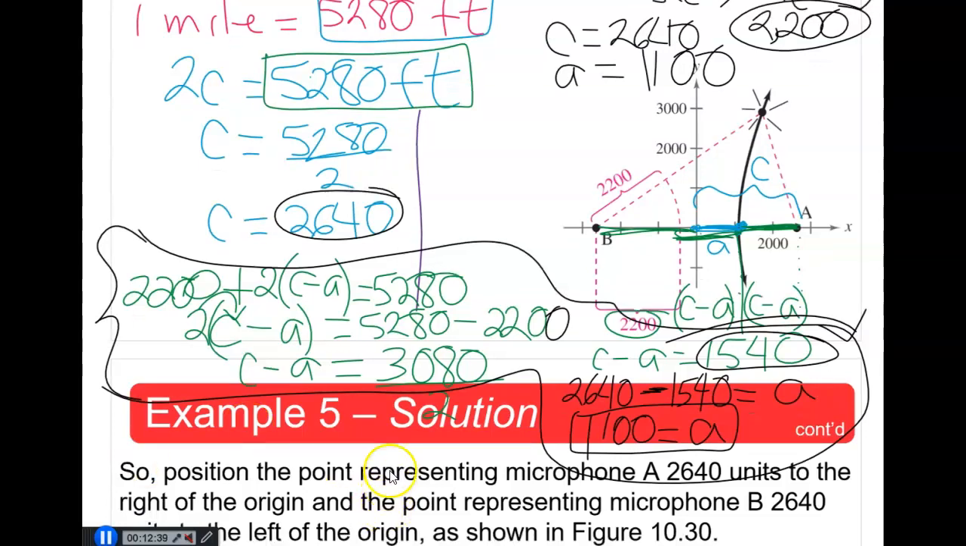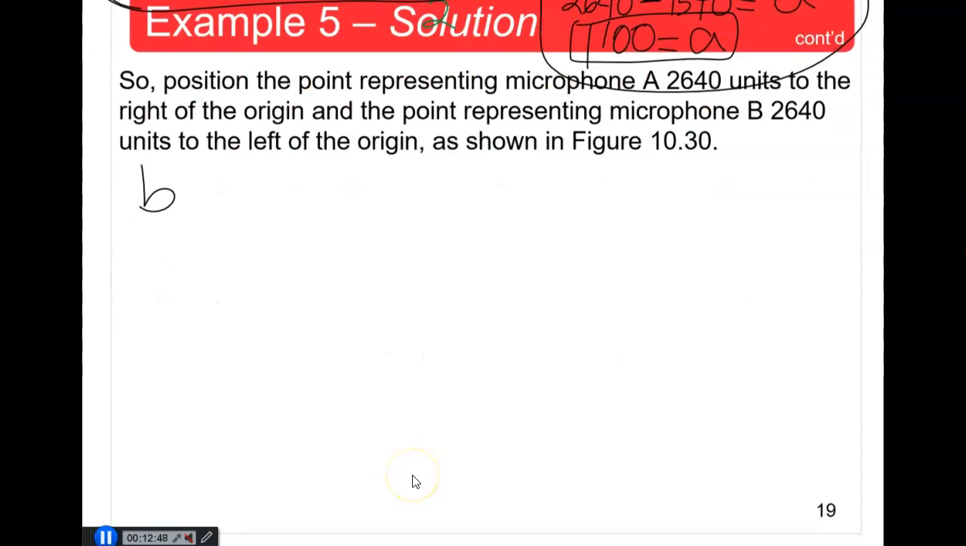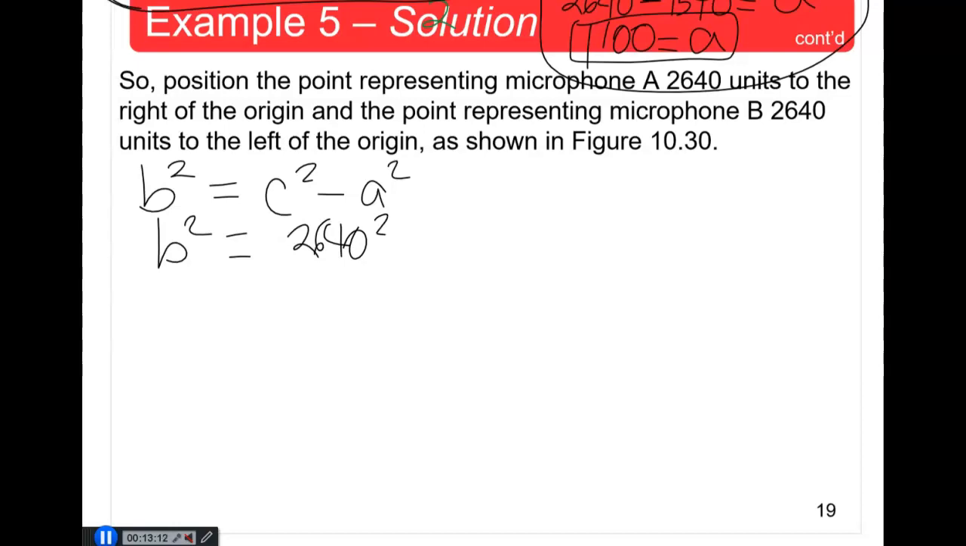And let's do that on the next slide. So for B square, we're going to use the equation C square minus A square. So if we substitute here, C square, that will be 2640 square minus 1100 square. So of course, if we want to solve for B, we'll have to take the square root of those numbers.